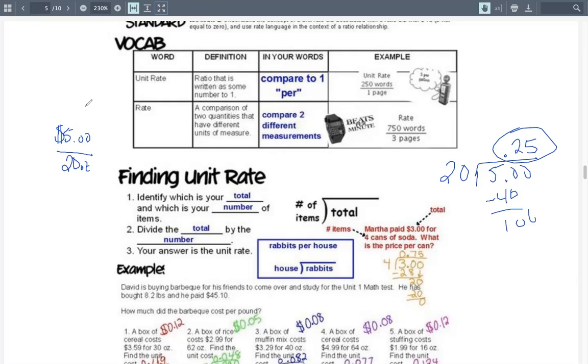So whenever you are asked to find the unit rate, if it's not written like a fraction, it's going to be written out in words. And it's going to ask you to find the blank per blank. You always divide the first number by the second number. So the second number is on the outside, the first number is on the inside, right? So this per is going to mean, in this case, you need to divide.